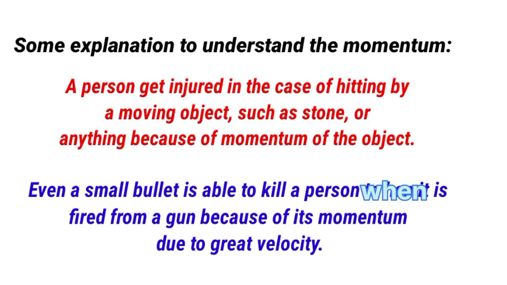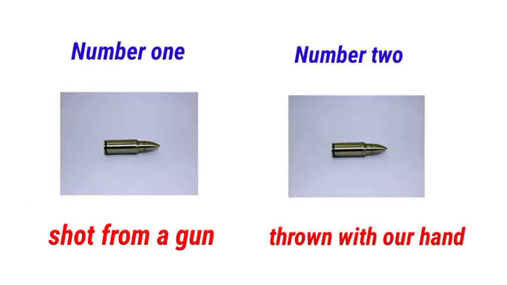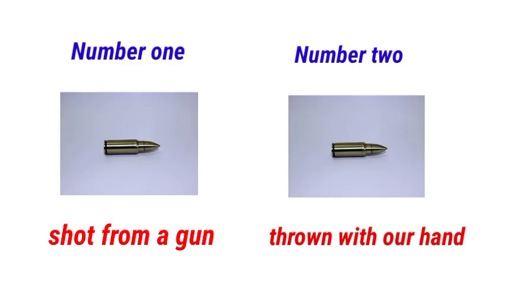Second explanation is even a small bullet is able to kill a person when it is fired from a gun because of its momentum due to great velocity. Now you imagine that we have two bullets that are of the same mass. We will name them bullet number 1 and bullet number 2. Let's say the first bullet was shot from a gun and the second bullet was just thrown onto a wall. Now what will happen?